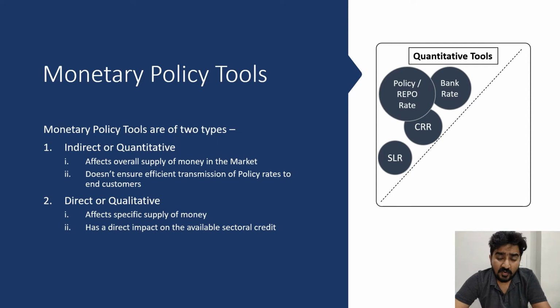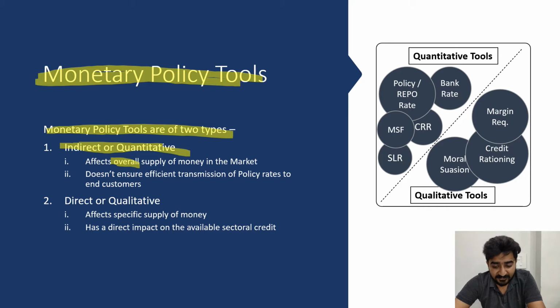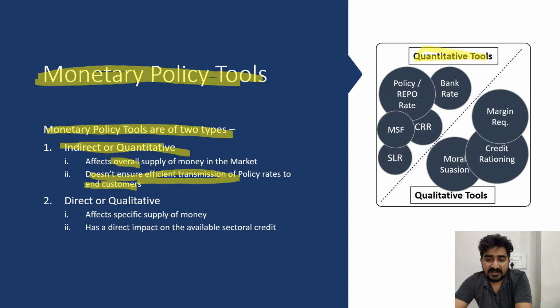Monetary policy authorities all over the world generally use some monetary policy tools to achieve the targeted goals. Such tools can be categorized under two broad categories: indirect or quantitative policy tools. Such quantitative policy tools affect the overall supply of money in the market. Since they have no specific control on the money supply in the market, efficient transmission of policy is a problem when it comes to quantitative policy tools. Such policy tools include policy or repo rate, bank rate, marginal standing facility, cash reserve ratio, and statutory liquidity ratio, etc.